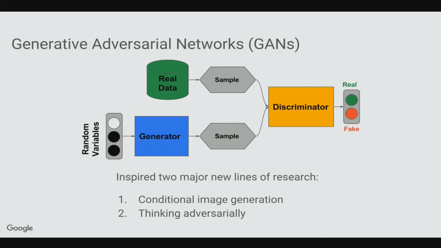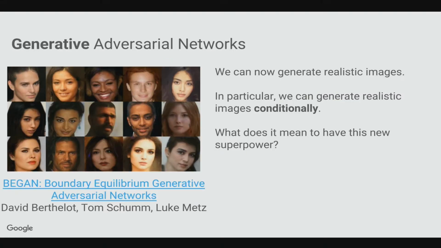in tandem. What's interesting about this is that it really inspired two lines of research that are not necessarily new per se, but have gotten a bit of a revival. One is conditional image generation, the idea of being able to generate an image based on a hidden feature input. The second is about thinking adversarially when you're trying to pose a problem.